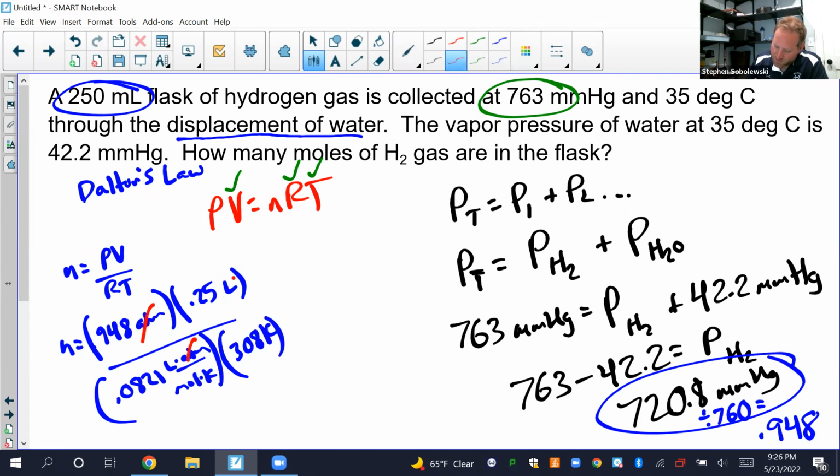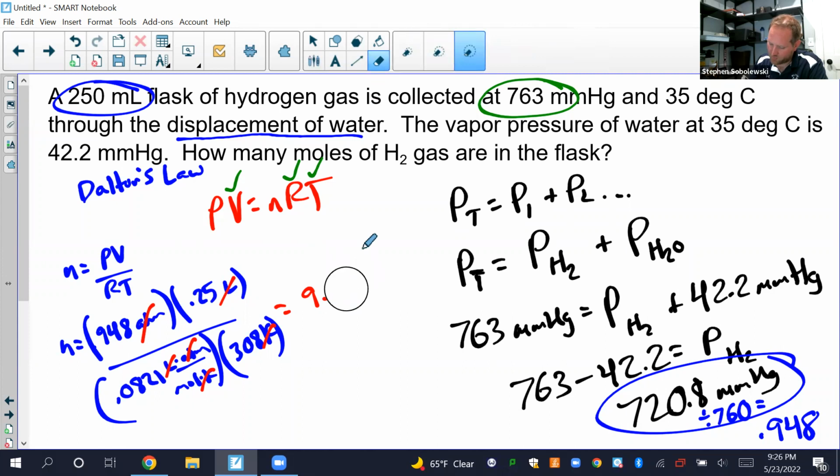Atm cancels atm, liter cancels liter, Kelvin cancels Kelvin. We're left with moles, which makes sense. Let's see what we get. 948 times 0.25 equals, divided by 0.0821 equals, divided by 308 equals 9.37. I'm going to call it 9.4. And my unit is moles.